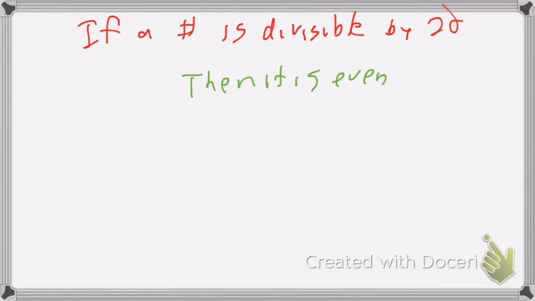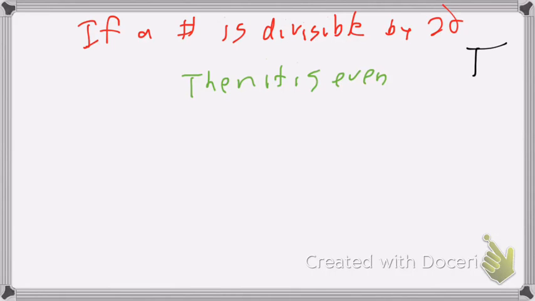Okay, so let's think. Of all the numbers divisible by 20, are any of them odd? The answer is no. 20 is even, so 20 times anything else is going to be even. Any even number times an even number is even. Even number times an odd number is even.